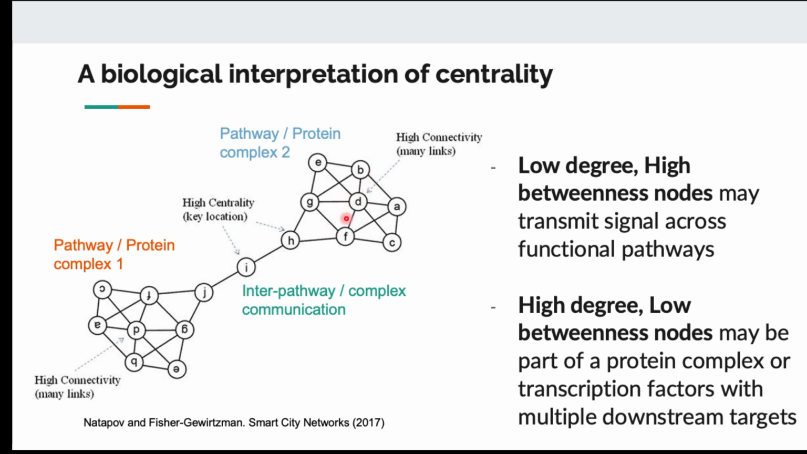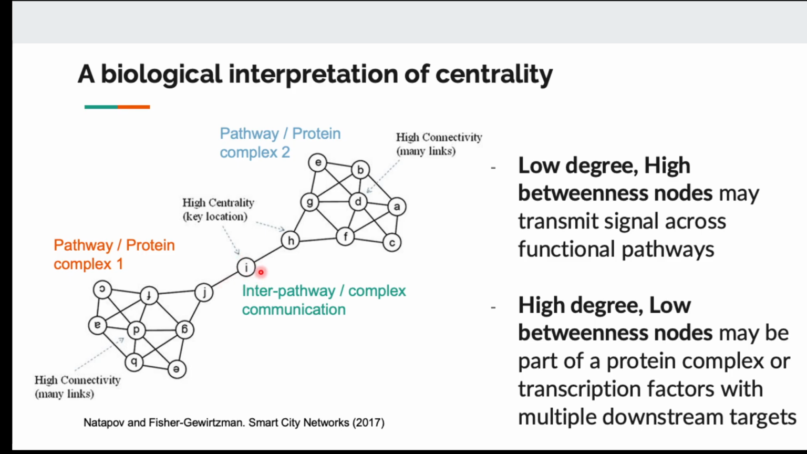So in terms of connectivity, in terms of degree, the node with high degree would be the one in the middle of the pathway. But the node with high betweenness will be the one that connects across pathways. And a node that connects across pathways usually has a low degree.